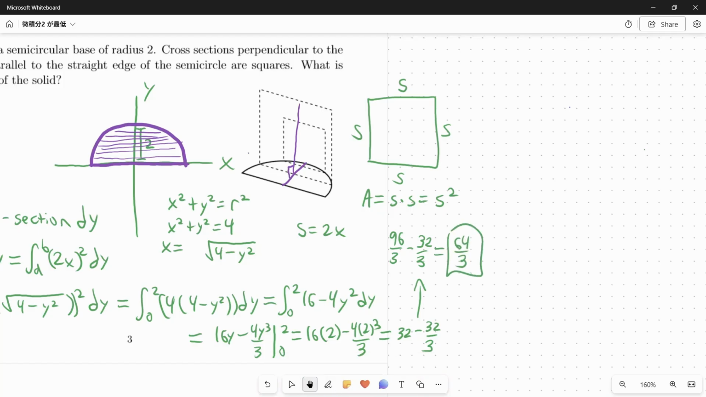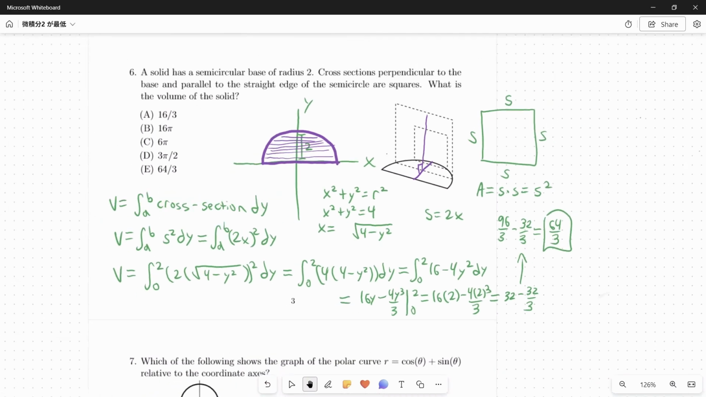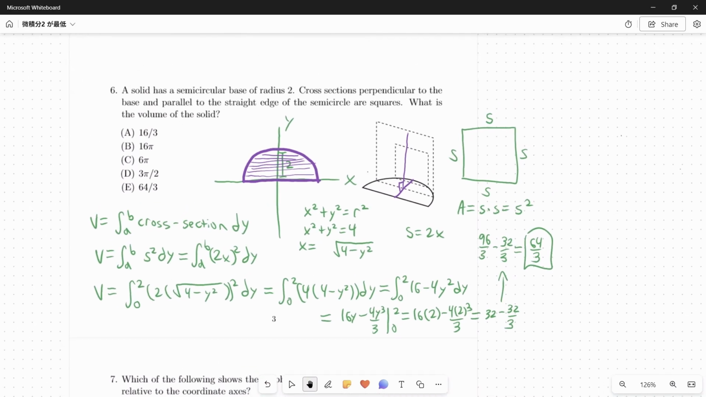And so now all we have to do is just match this up with our answer choices. And so you can see from here that matching that up with our answer choices, the answer to this question is going to be E.